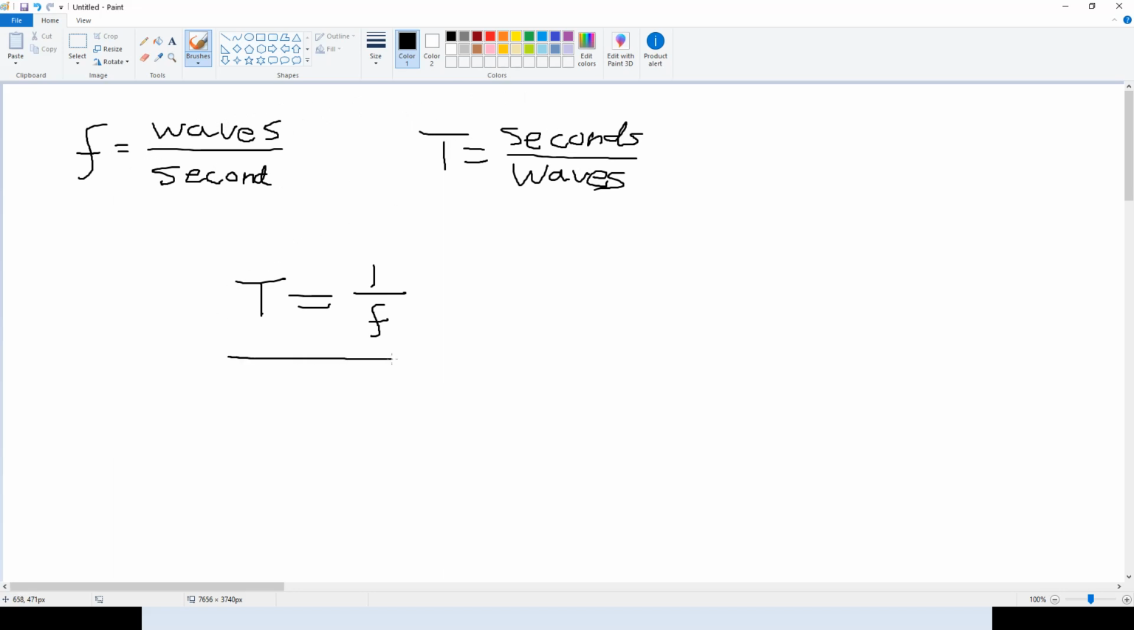This equation, on the other hand, will be given to you. The idea that period is 1 over the frequency. This is definitely an important thing so that you know that once you have one of these terms, just take the inverse of it and you get the other.